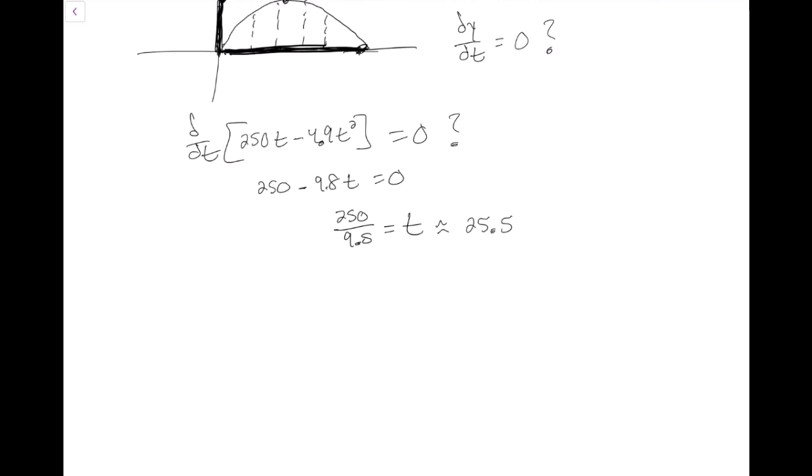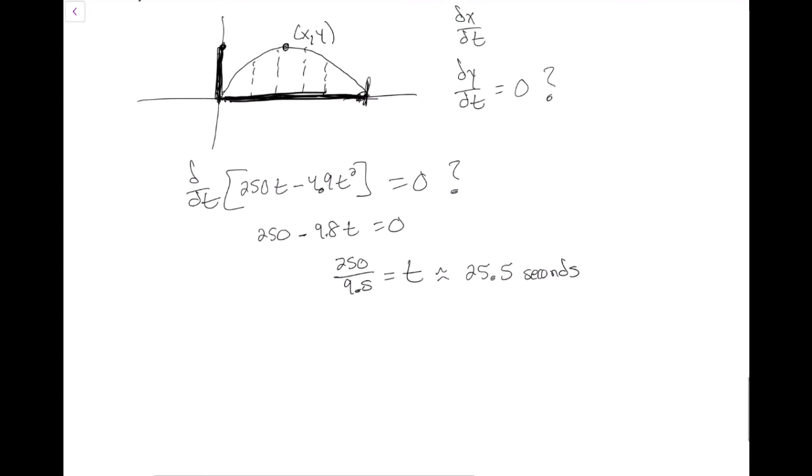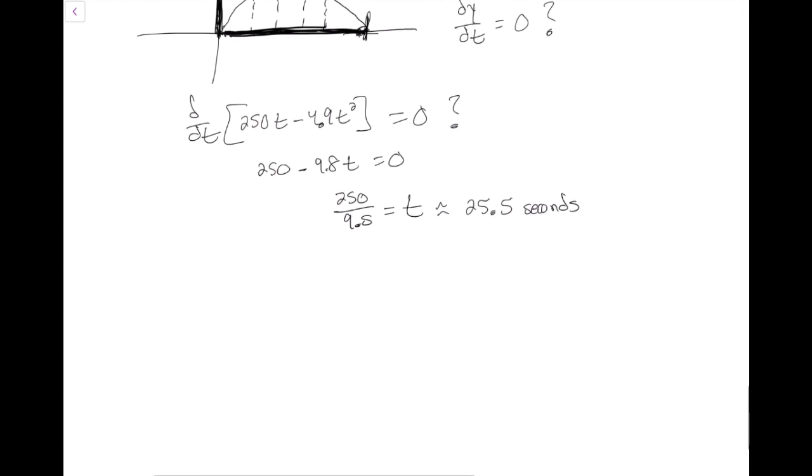25.5 seconds. Now that should make sense because in this problem we had about 51 seconds where we hit the ground, so about halfway between there I should reach my max height. Without any wind resistance, that should be the case. Now, I believe this question said, what is the maximum height? So we're going to need to plug that value back into my y equation and find out what that max height is. I'm getting about 3189 meters.